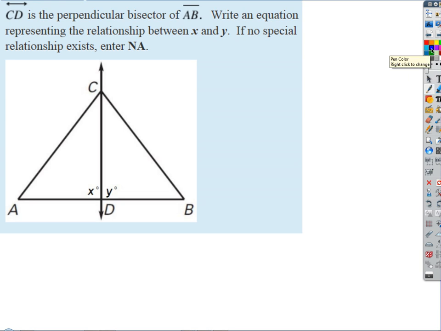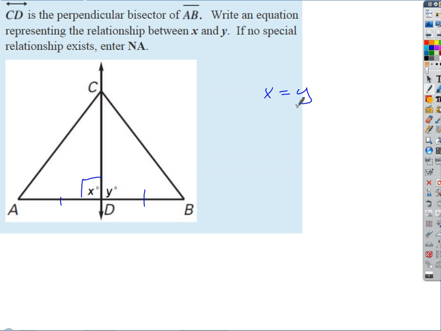Same kind of thing. CD is the perpendicular bisector of AD, so we could do that. And we could do that, right? Okay, does that imply that there's some relationship between X and Y? What are X and Y if that's a perpendicular bisector? They're right angles, aren't they? Right? So what do you know about two right angles? They're equal, sure. So there is a relationship here. X equals Y, right?